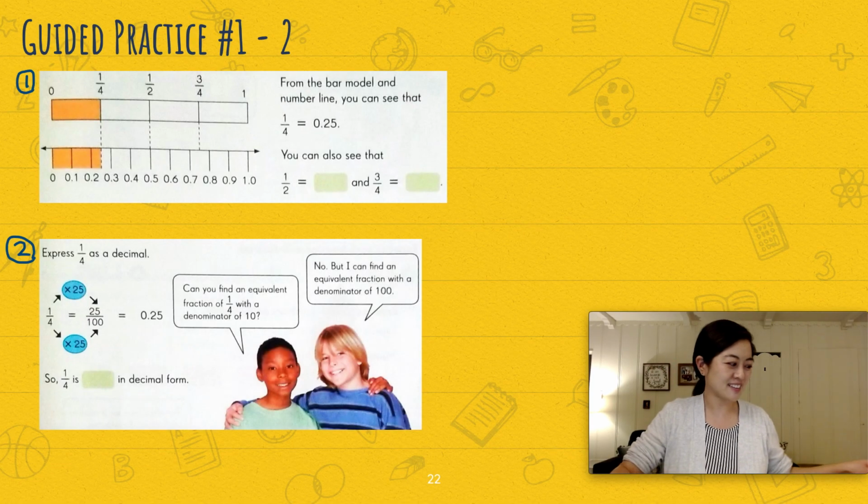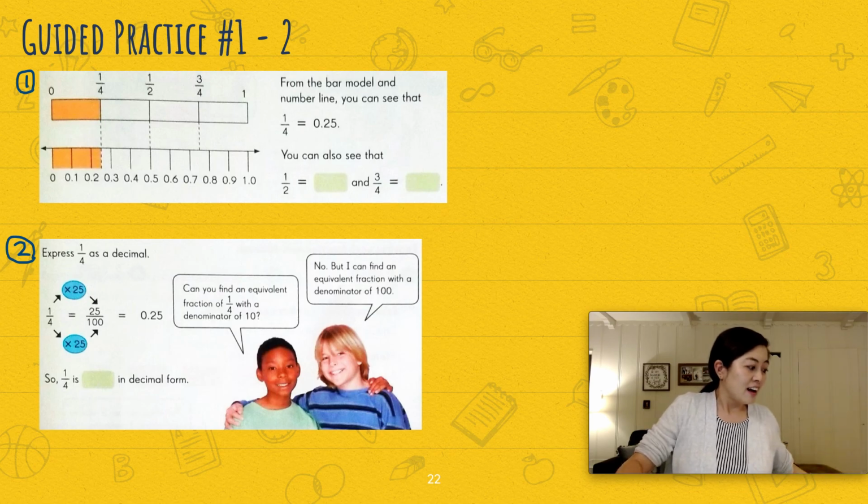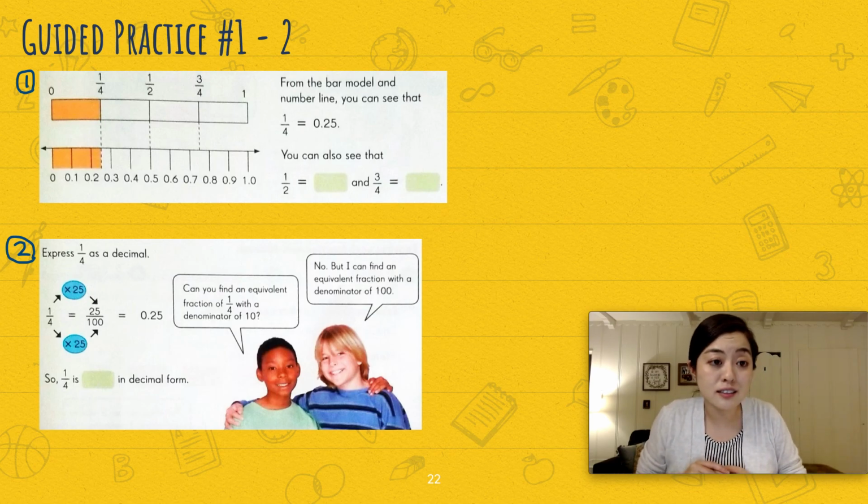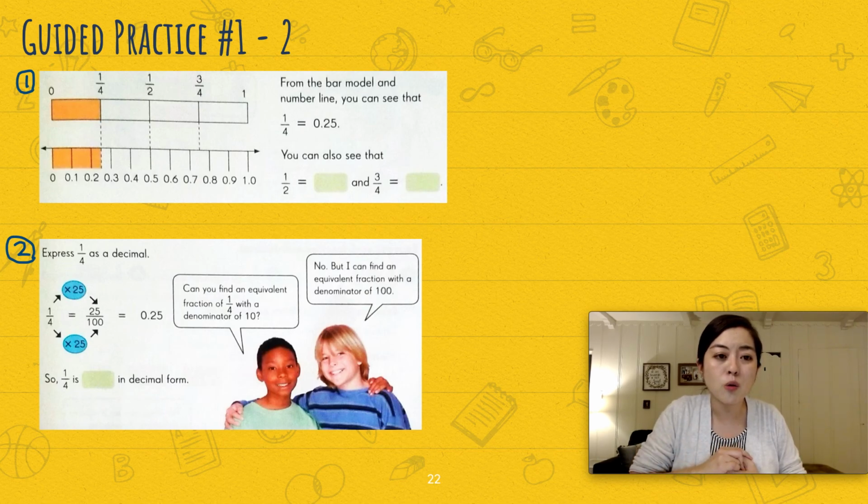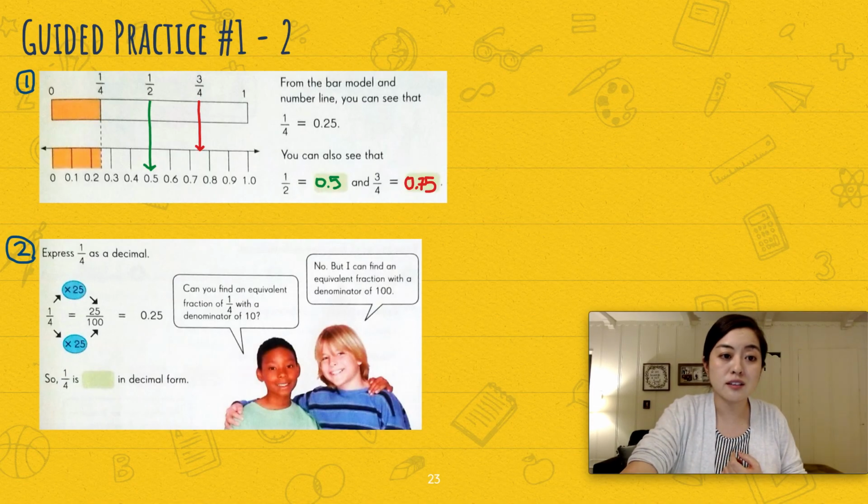Hey, how was it? All right, so let's take a look at number 1. So 1/4, they already give it to you as 0.25. You can also see that 1/2 is equal to, if you look at the bar model there, I see that it's pointing down and is equivalent to 0.5 on the decimal number line.